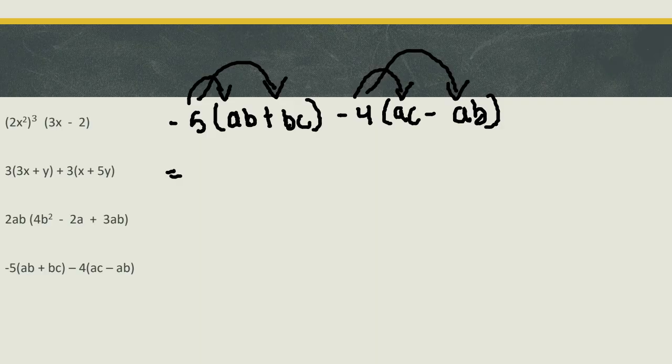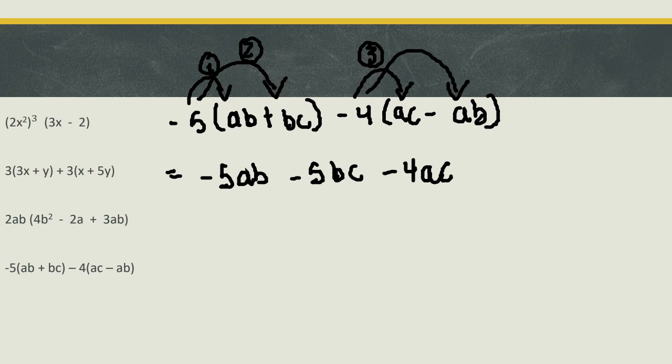In the first arrow, this little guy, we have negative 5 times ab, so that just gives me negative 5ab. In the second arrow, we have negative 5bc. In the third arrow, I have negative 4ac because I have a negative 4 times ac. And in the fourth arrow, here's the tricky part. We have a negative 4 times a negative ad, so we end up with a positive 4ad.